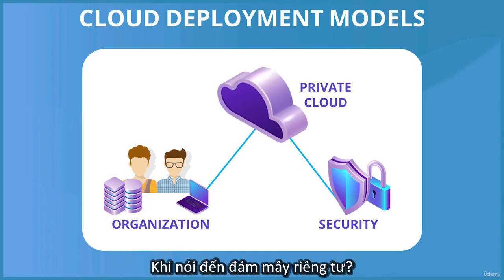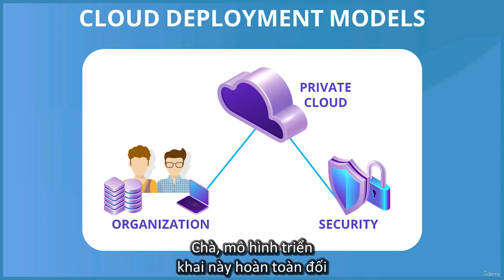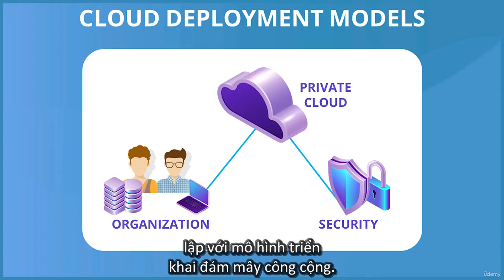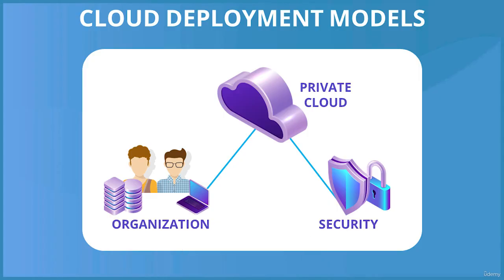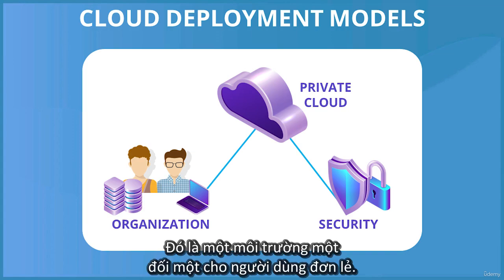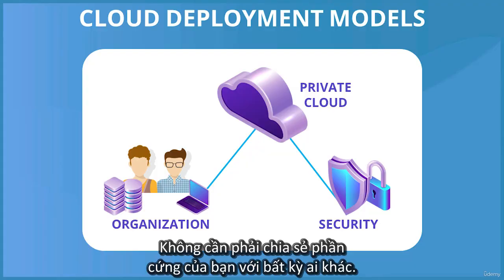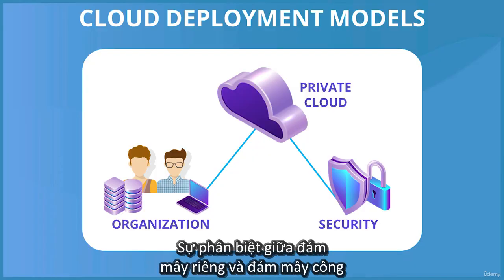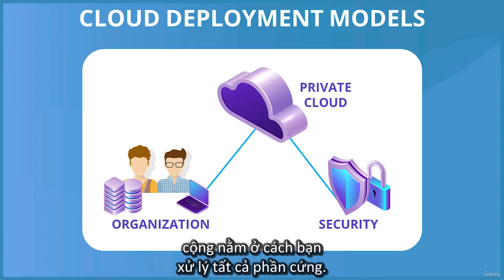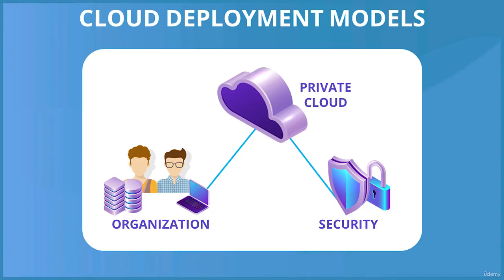When it comes to the private cloud, well, this deployment model is the exact opposite of the public cloud deployment model. It's a one-on-one environment for a single user. That would be the customer. There's no need to share your hardware with anyone else. The distinction between private and public cloud is in how you handle all the hardware.